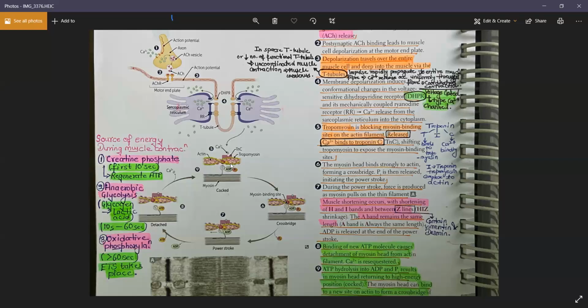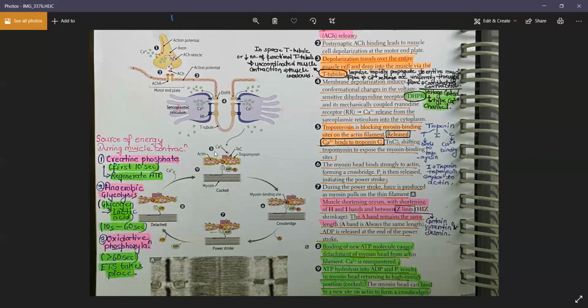upon the ATPase activity. Even if the calcium is there, I can have the contraction only when the myosin hydrolyzes the ATP, right? Yes. So if the speed of hydrolyzing this ATP is more, then I can have a higher frequency of the contraction. So the frequency of contraction is dependent upon the activity of this ATPase, and the duration of the contraction is dependent upon the calcium. Okay.